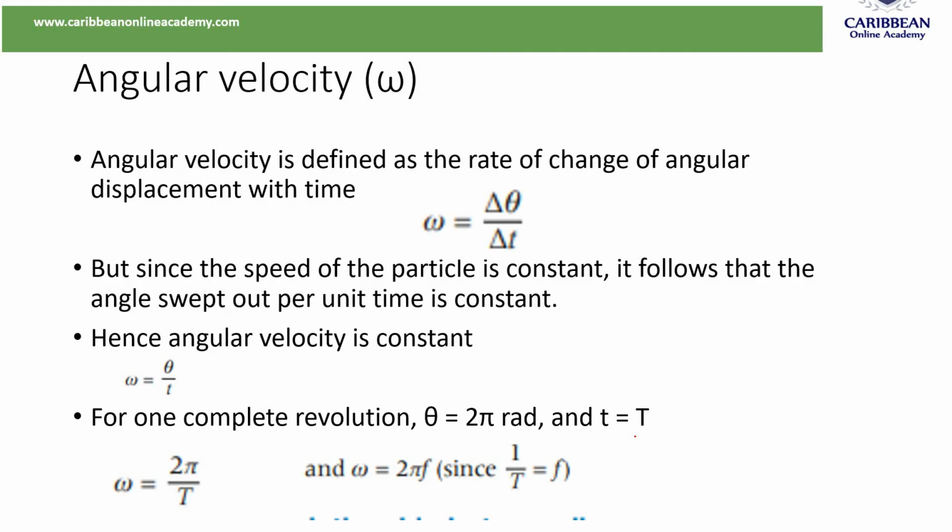Now, it says that since the speed of the particle is constant, it follows that the angle swept per unit time is constant. Hence, the angular velocity is also constant, right? So this is something that you have to pay attention to. Because the speed at which the particle is moving is constant, we can then say that the angular velocity is going to be constant as well, all right?